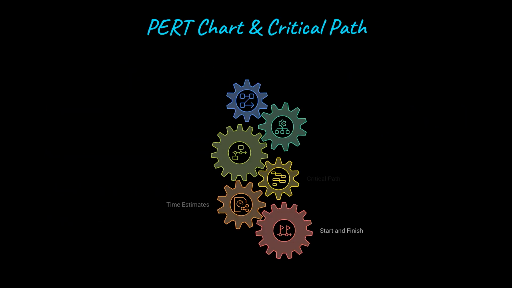The PERT chart's defining feature is the critical path, the longest chain of dependent tasks running through the project. This sequence sets the earliest possible finish date. Tasks on the critical path have zero slack, meaning any delay there pushes back the entire project.